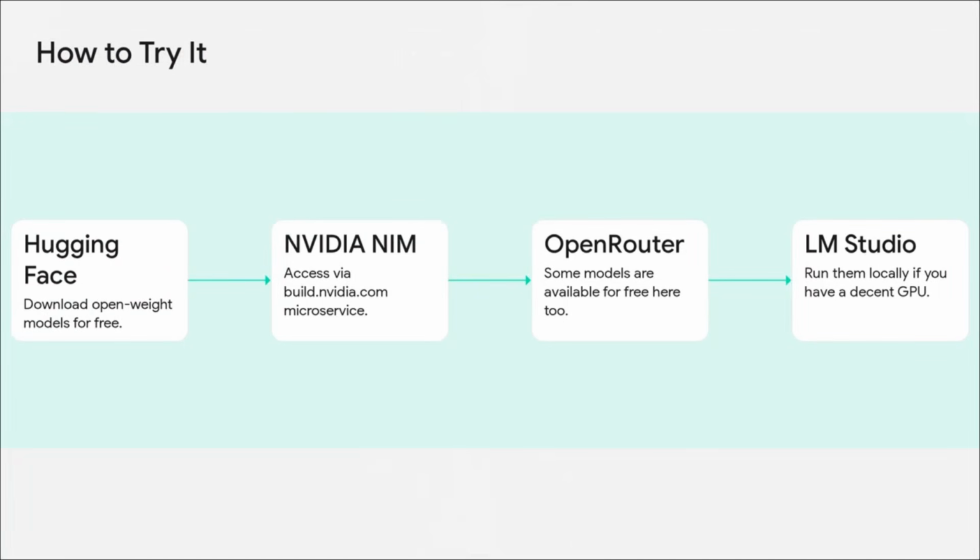If you're sitting there thinking, I want to get my hands on this right now, the accessibility is amazing. You can literally grab the raw weights for free over on Hugging Face today. You can spin them up effortlessly via the NVIDIA NIM microservice, or just query them through community platforms like OpenRouter. And hey, if you have the hardware sitting at home or in your server rack, you can run them completely locally using software like LM Studio.